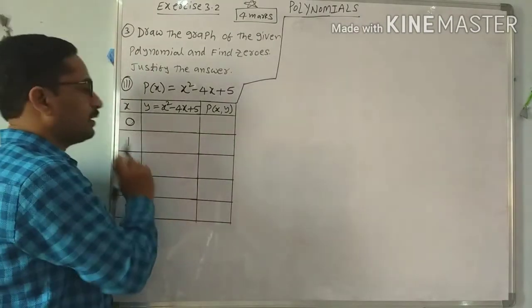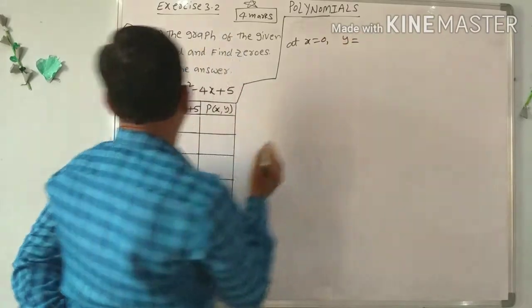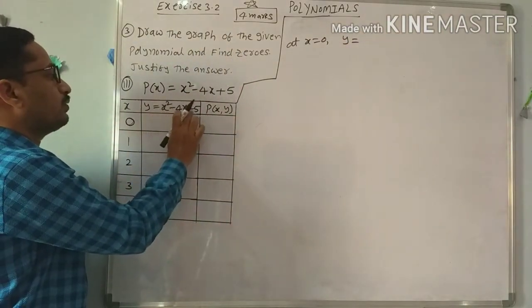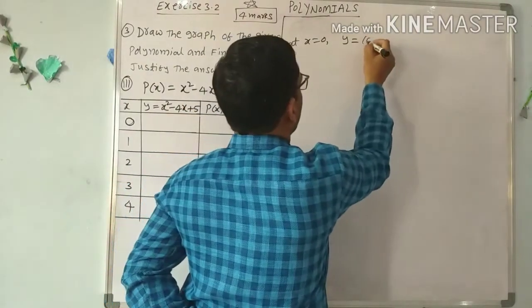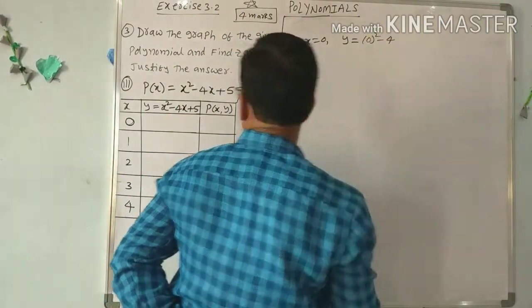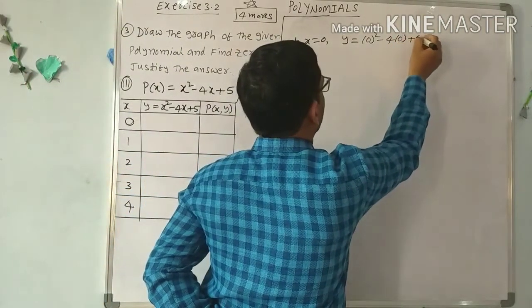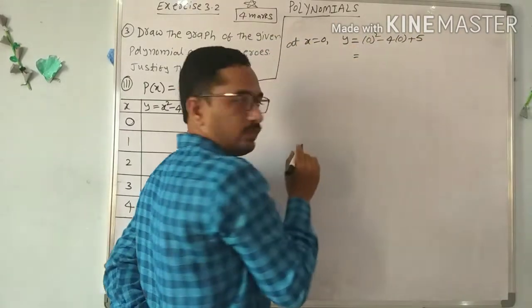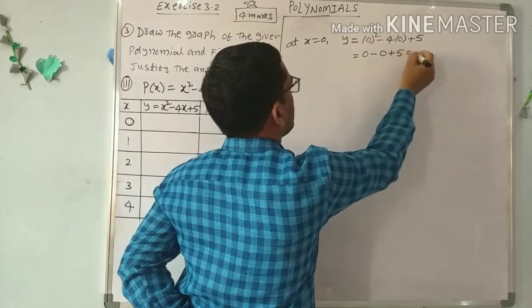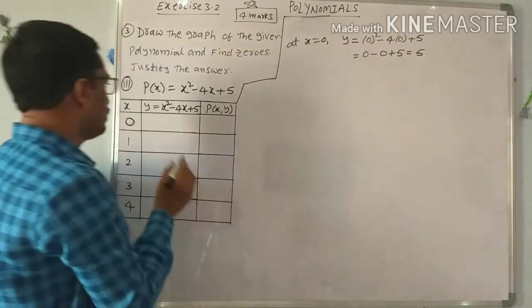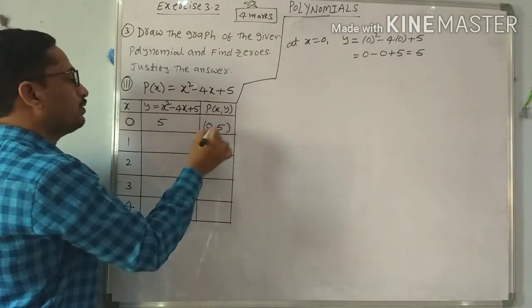See, first at x equal to 0, find out y value. Here y equal to x square minus 4x plus 5. So substitute x equal to 0 here. 0 square minus 4 into 0 plus 5 equal to 0 minus 0 plus 5. So it is equal to 5. At x equal to 0, y value 5. The coordinate is (0, 5).